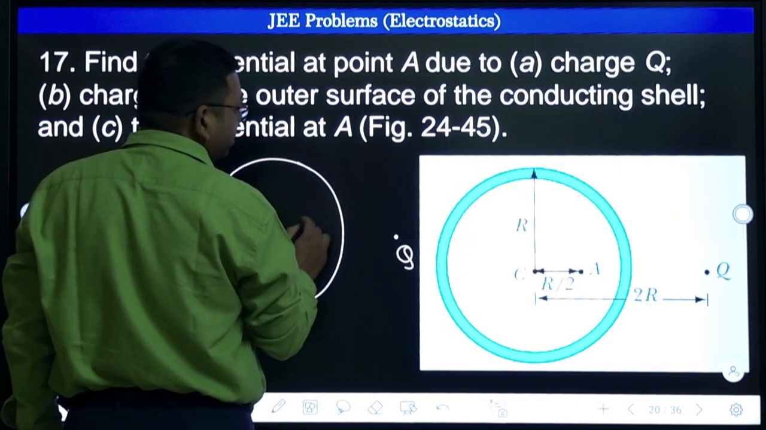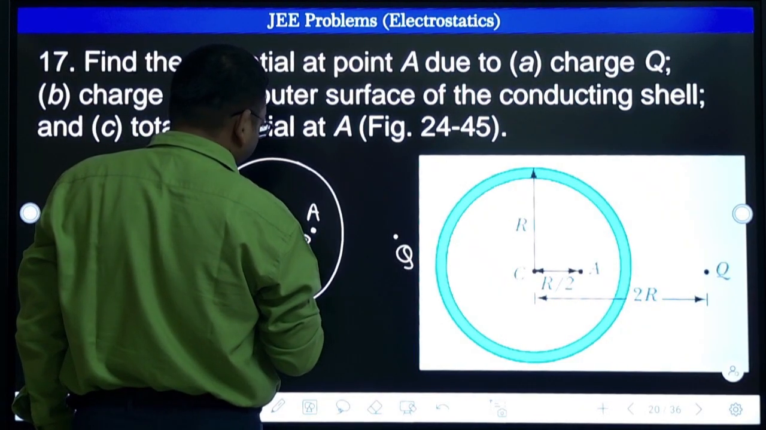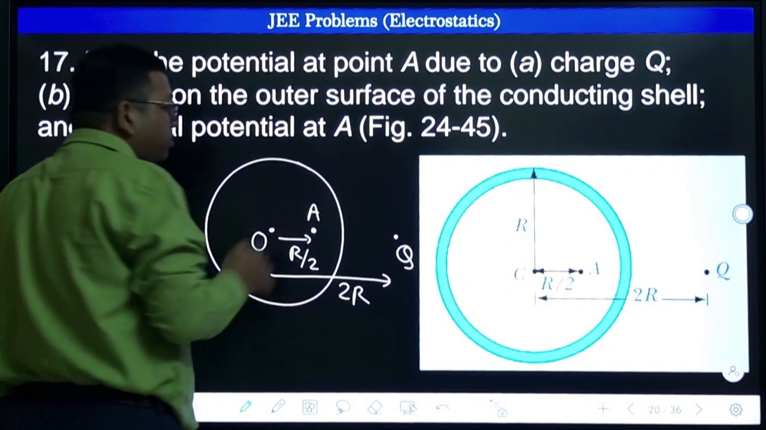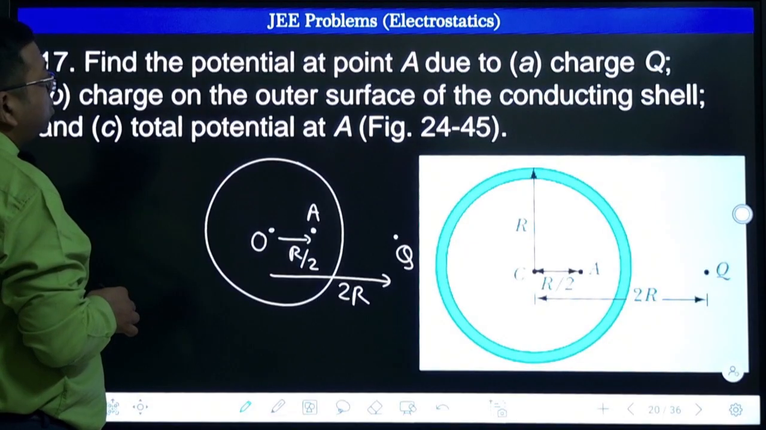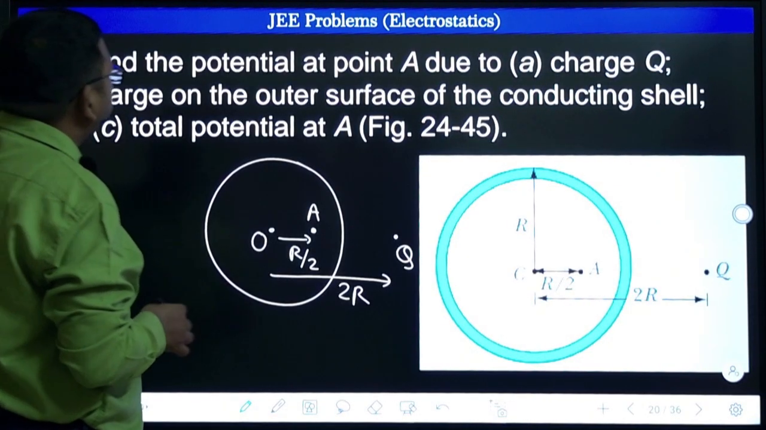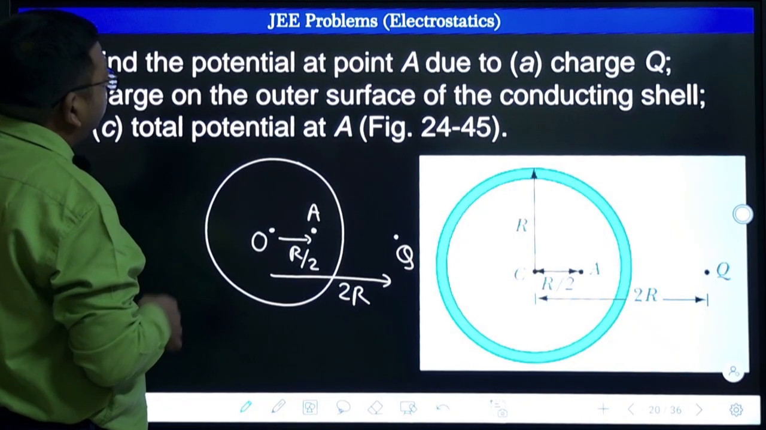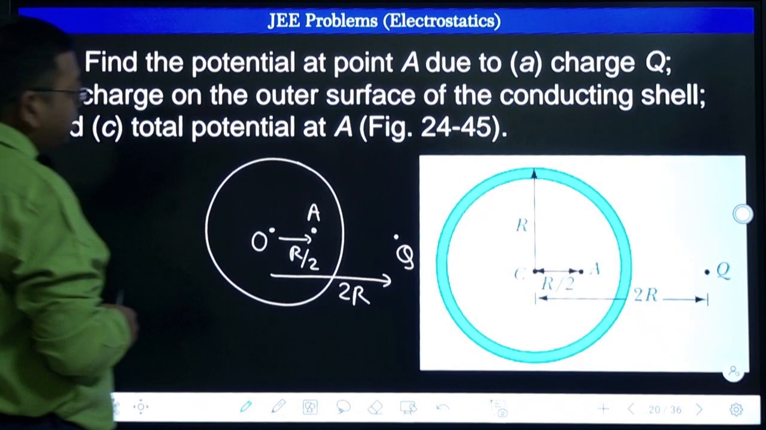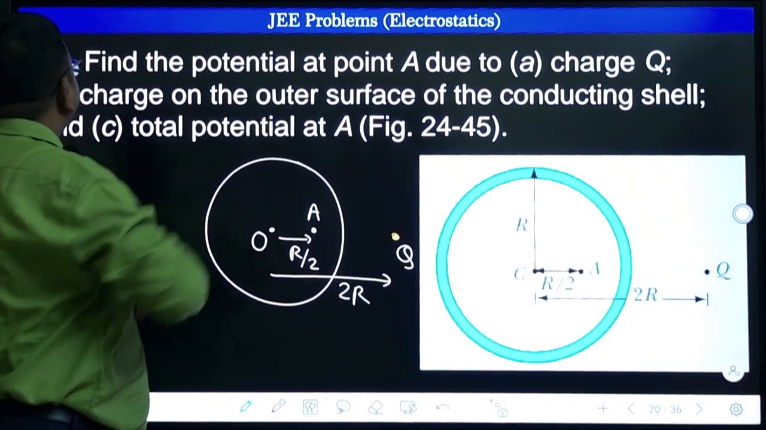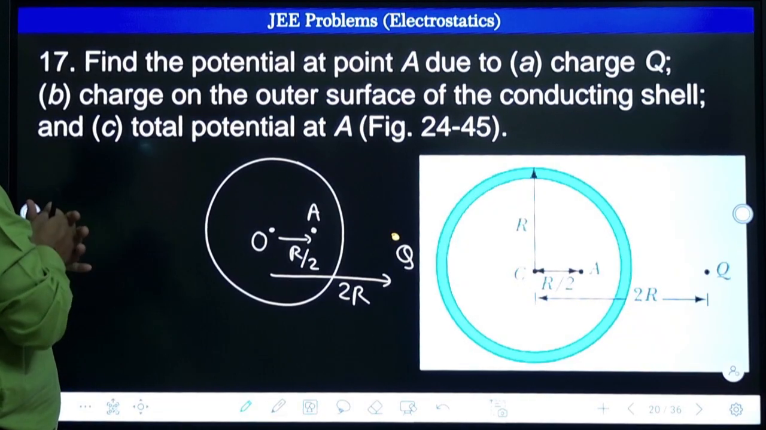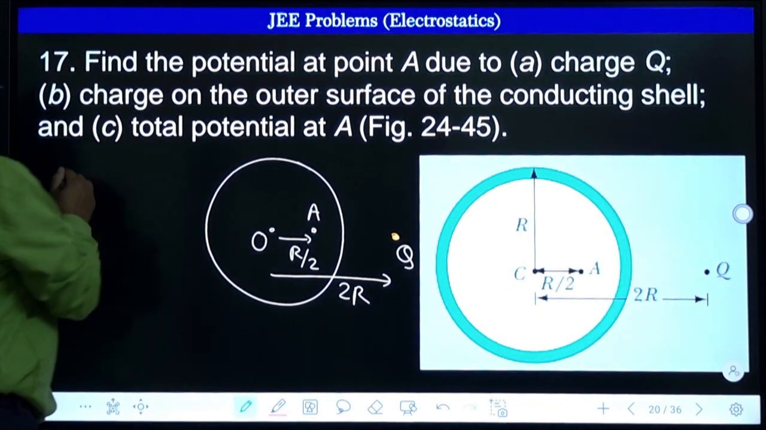This point is point A, which is at a distance of r by 2, and this point outside is at a distance of 2r. R is the radius of this cell. Now the question is the potential at A due to charge Q and charge on the outer surface of the conducting cell. So what are the charges they have mentioned? Here the charge is like a point charge, and this outer sphere is also there. Find the potential at point A due to charge Q. And the second case, so there are parts of the question. First part let us solve.